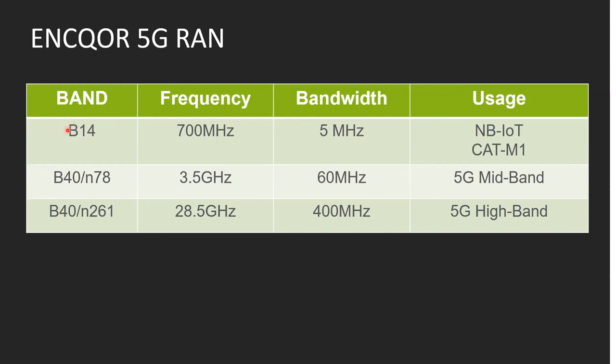And those are the bands available. For the low band, we have band 14. So if you are working on equipment or devices that you want to connect, and you have your own equipment, then you need to be aware that we support band 14. We can connect you, we can provide you with the SIM card. If you need our equipment, we have a kit, I will talk about it, that supports this band and that can connect you. We support from the mid band 3.5 gig, we support band 40 and 78. And for the millimeter wave, we support the 28.5 gig, we support band 40, N261.